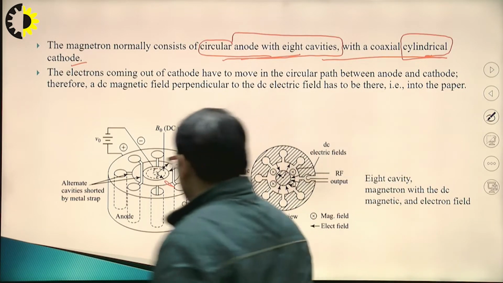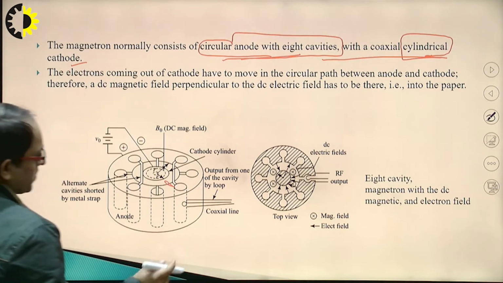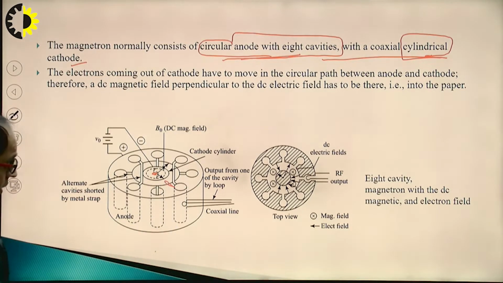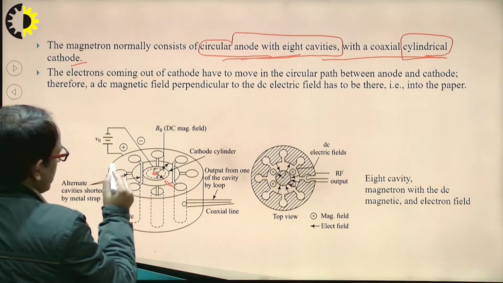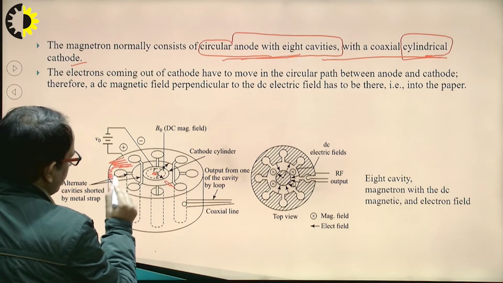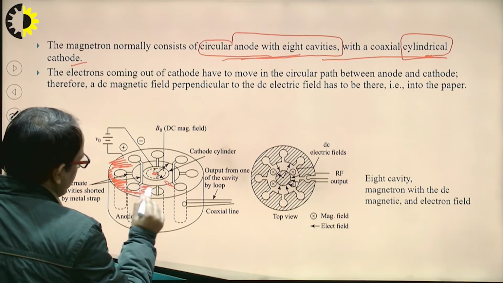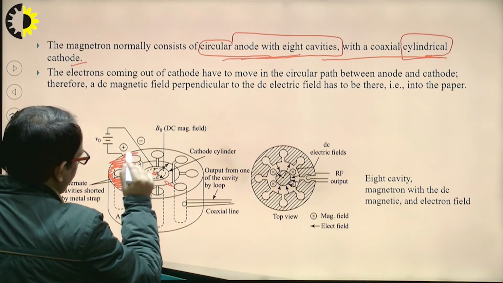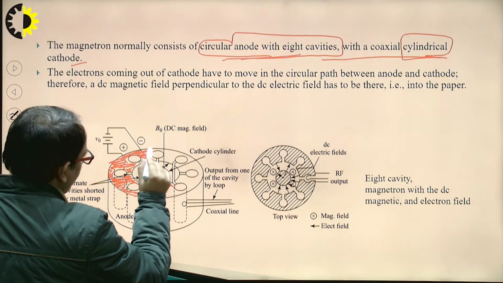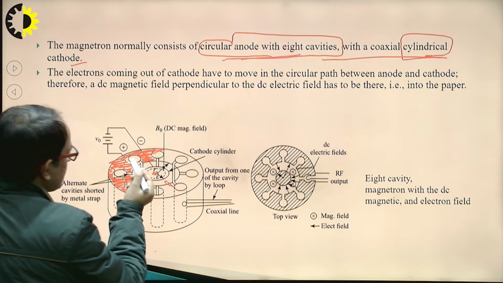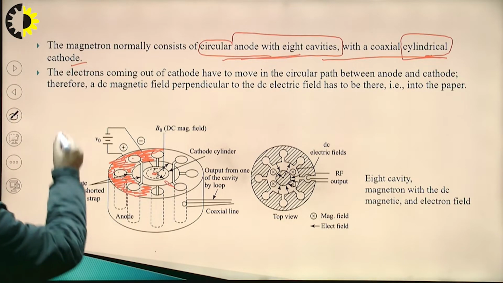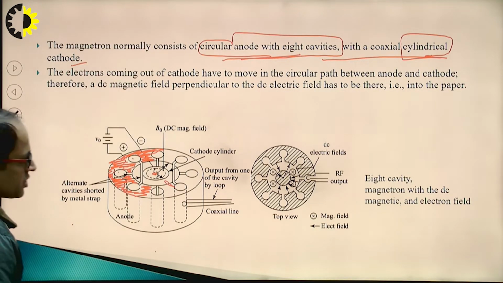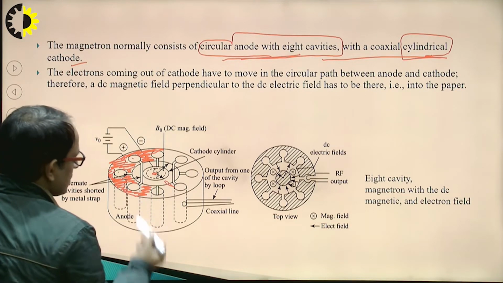Now see this one. This is the magnetron, and in this magnetron, this center part is the cathode, which emits the electrons, and this whole area is the anode, which is a metal conductor. And these are the cavities. Clear?